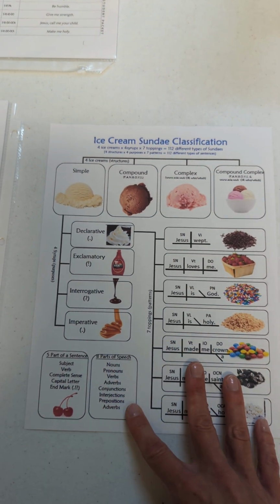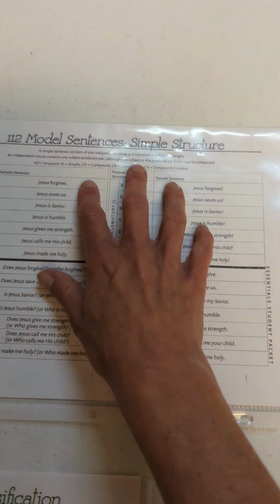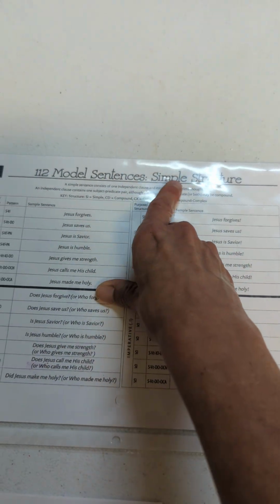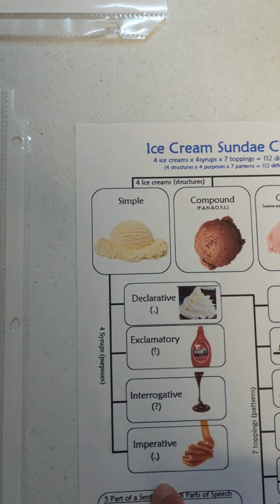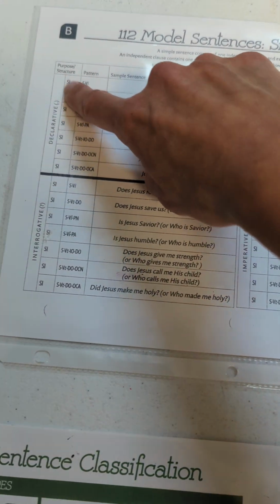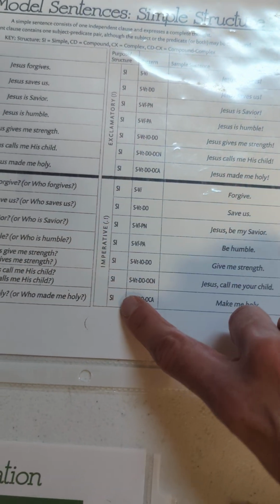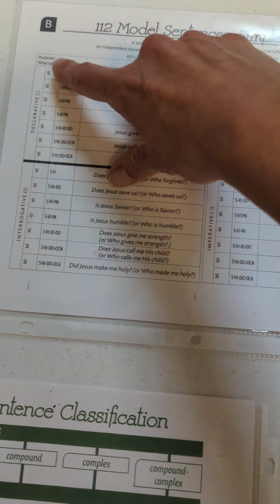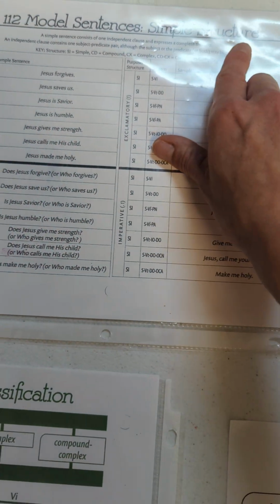And that is actually displayed here on chart B. If you look at chart B, these are the model sentences of the simple structure. If we use just the simple structure and one purpose and one pattern, here are our 4 purposes: declarative, interrogative, exclamatory, imperative. And this here tells our structure, SI. So we're using the simple structure for every one of these.